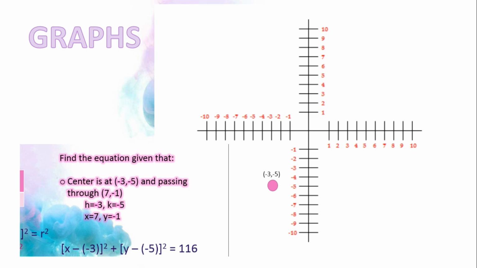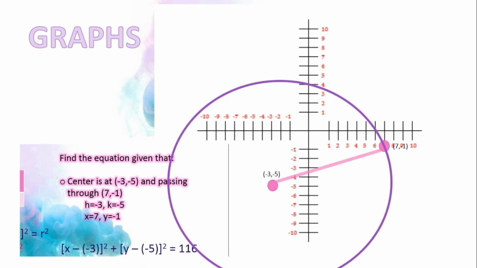Next, let's find the passing through point. Here, it is 7 and negative 1. Mark that point, 7 and negative 1. And then next is the circle. It must pass through the center. This one is the radius, the line connecting the center and the passing through point. So that is the graph. And don't forget to write the equation, of course.